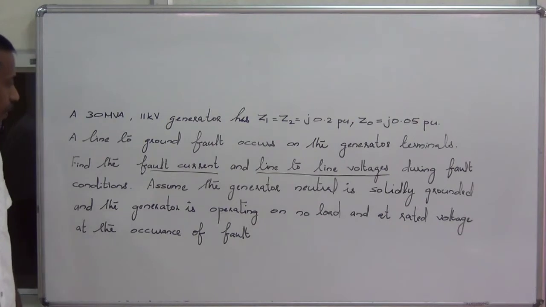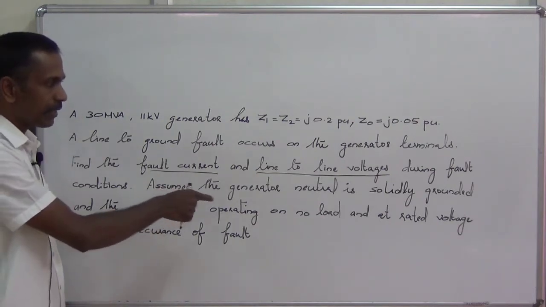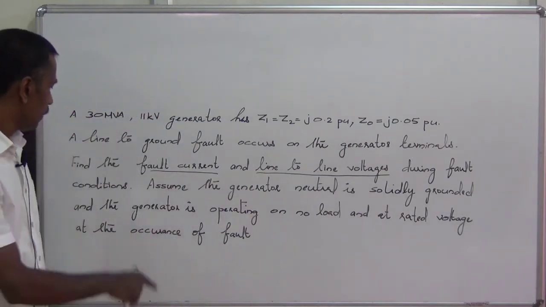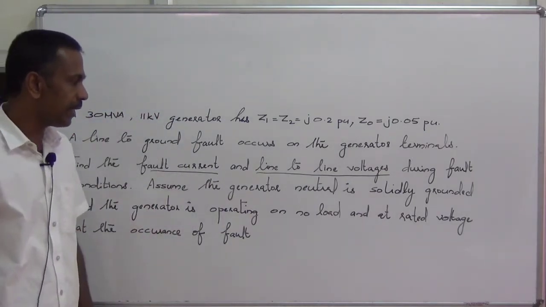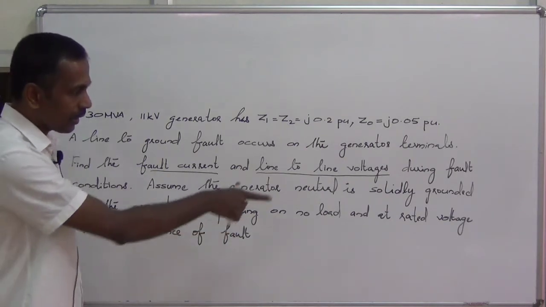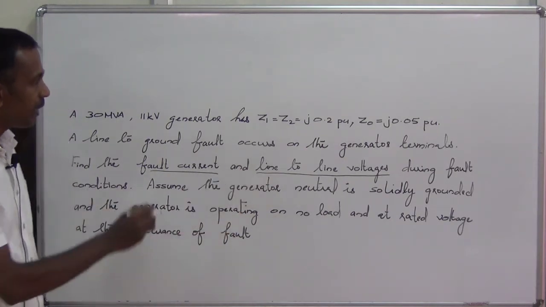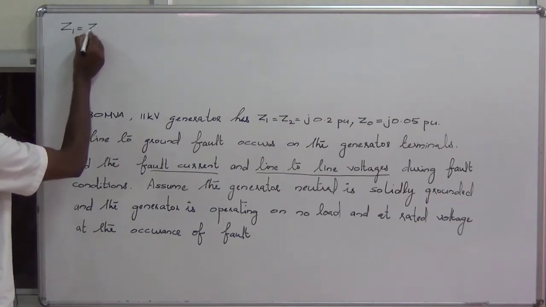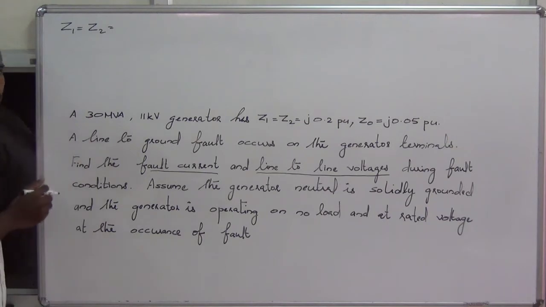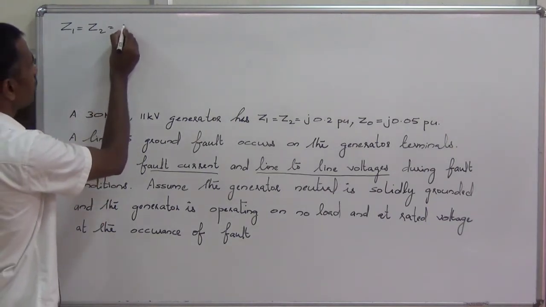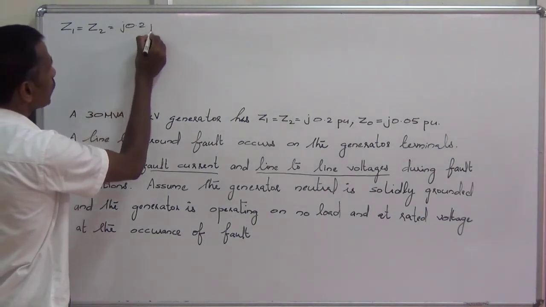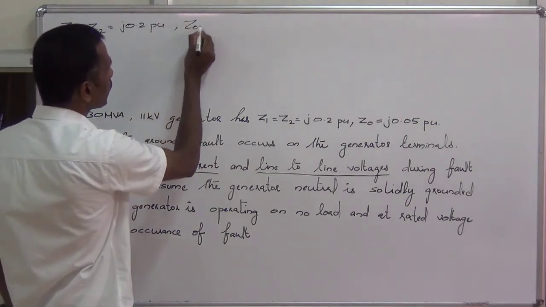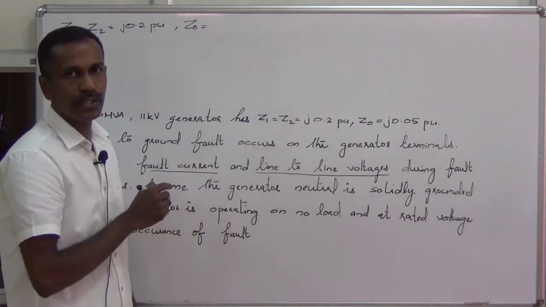During the occurrence of the fault, it is assumed that the generator neutral is solidly grounded, and this generator is operating at no load condition and at the rated voltage. Let me write the parameters here. The positive sequence impedance equals the negative sequence impedance equals J0.2 per unit. The zero sequence impedance equals J0.05 per unit.